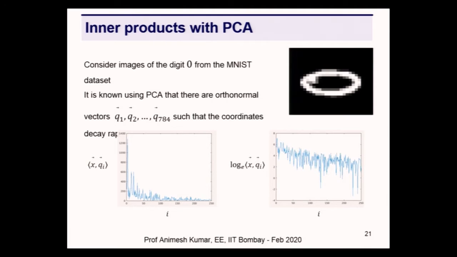So we'll say that there are 784 vectors, q1, q2 all the way up to q784, which will appear as a basis for these images. Now where exactly are these q1, q2 and so on coming from? How do I get these basis functions? That we'll cover later. That's what I mean by it being obtained using principal component analysis, or PCA.